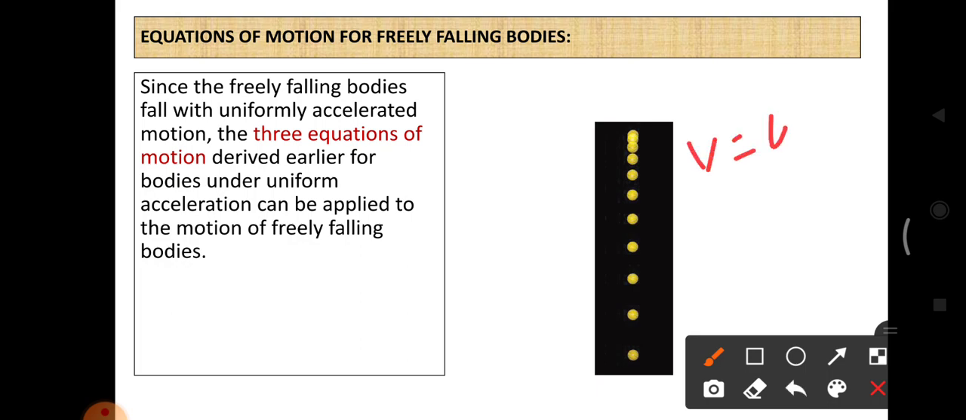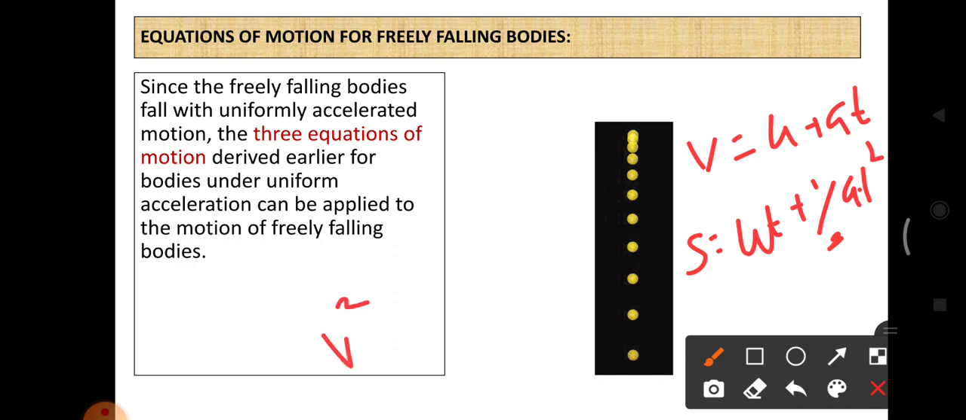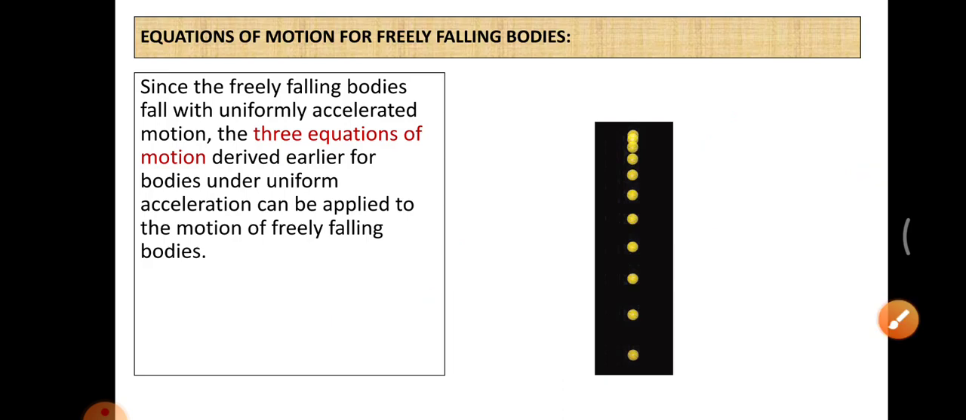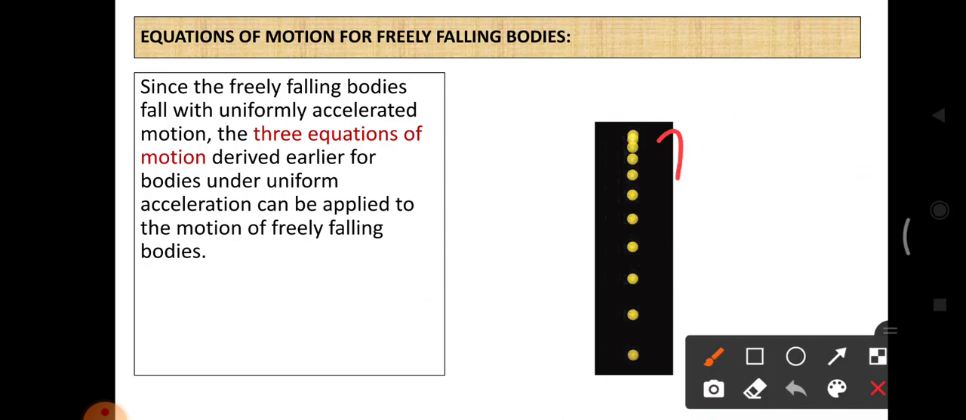v equal to u plus at, s equal to ut plus half at square, and v squared equal to u square plus 2as. These three equations of motion we learnt in chapter number 8, Motion. The same three equations of motion we are going to apply for the free fall object.